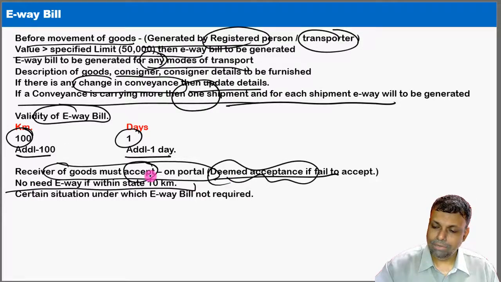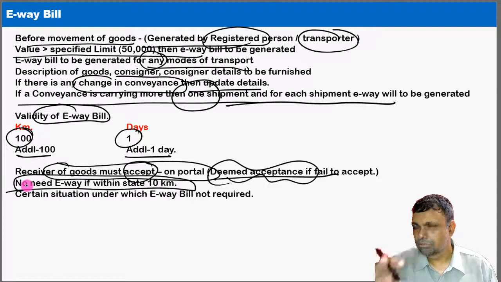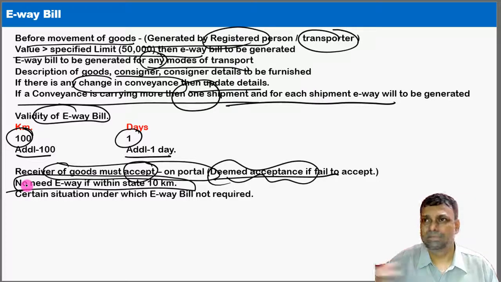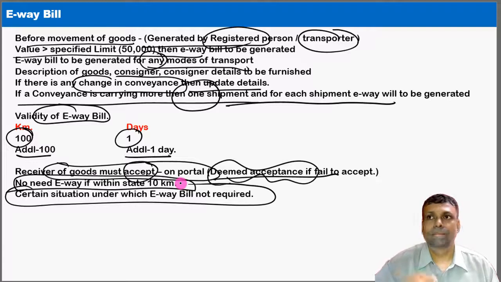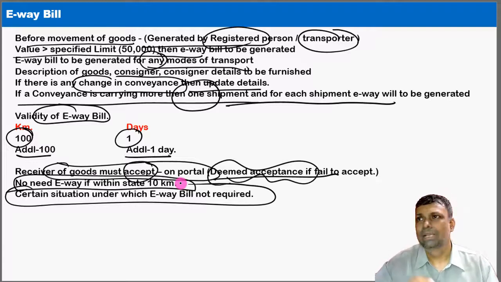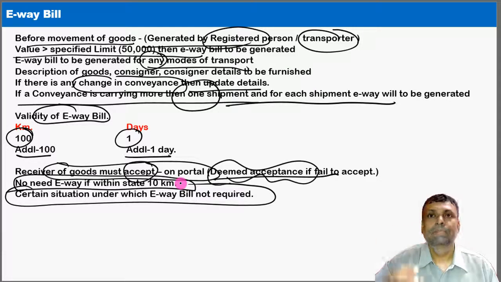However, there is no need to have an e-way bill if it is a small transportation within a state, that is, movement of goods over a very short distance. There are also certain situations provided by the law where e-way bills are not required. Many bulk transactions, like the post office and other very logical situations, have certain relaxations, so for those typical transactions you are not supposed to generate any e-way bills.